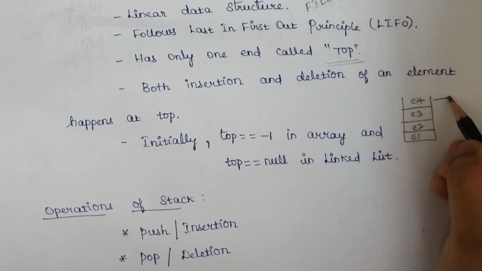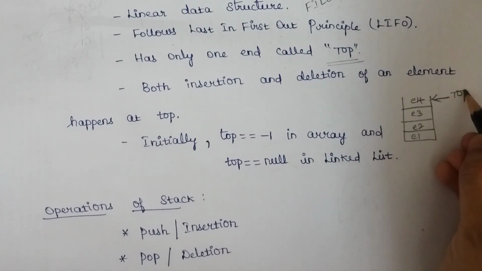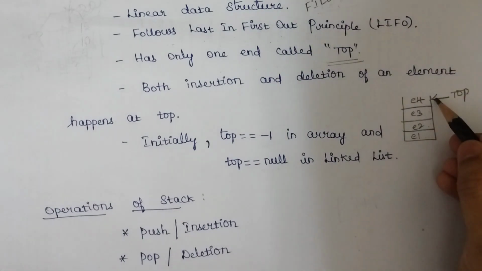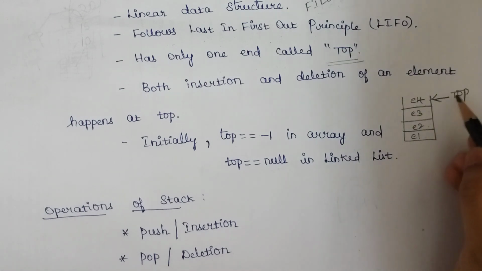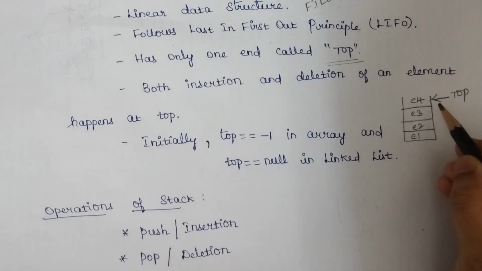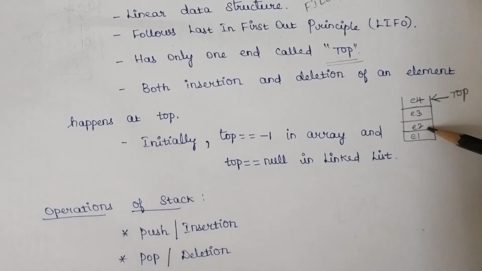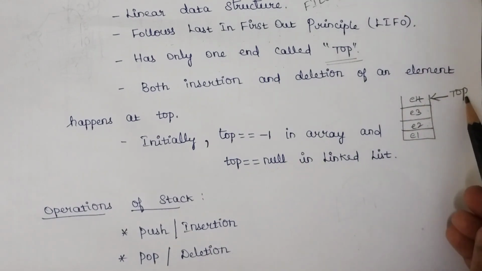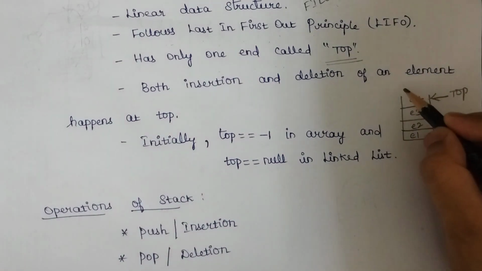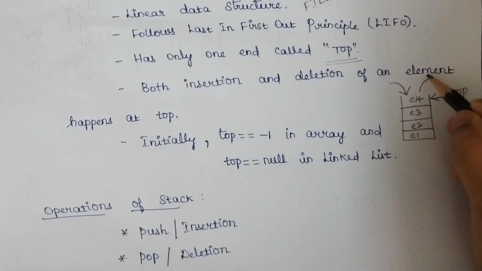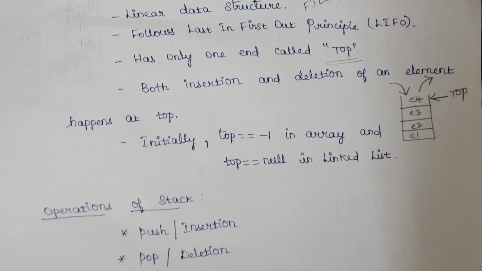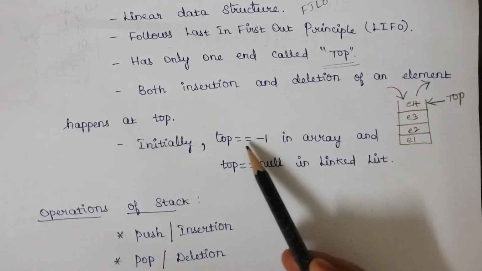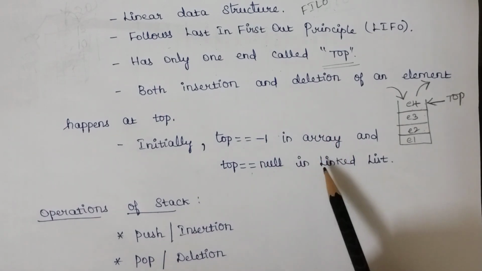And if you look here, this will be the top of the stack, which always points to the last element of the stack. So this is the last element now in the stack, that is E4. So the top always points to the last element of the stack. You can see how the elements are arranged in the stack and where the top is pointing to. Whenever you perform operations like insertion or deletion, both happen at the top of the stack only. And we'll discuss this top value using array and linked list further.